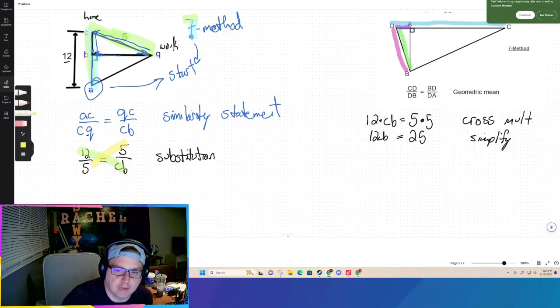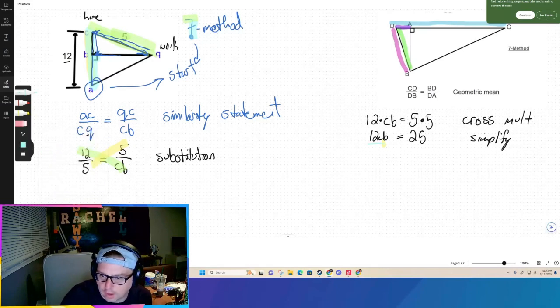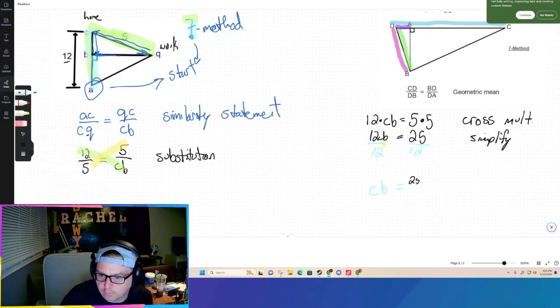And then our last step, we want to solve for that CB, so we need to get rid of our number 12. So in order to do so, we want to divide both sides by that 12. Reason being, we want to get CB by itself. And then when we do that, we're going to get 25 over 12, and we got that by division property of equality.